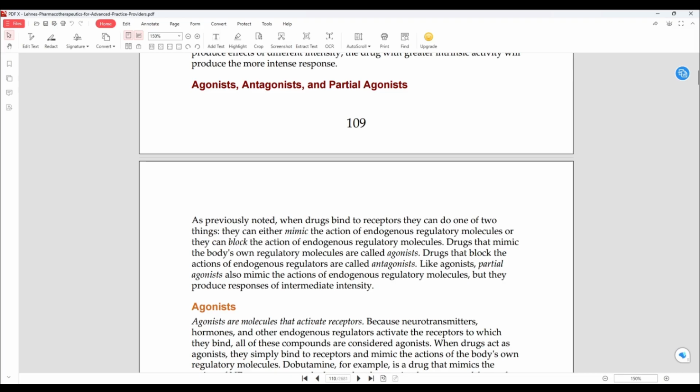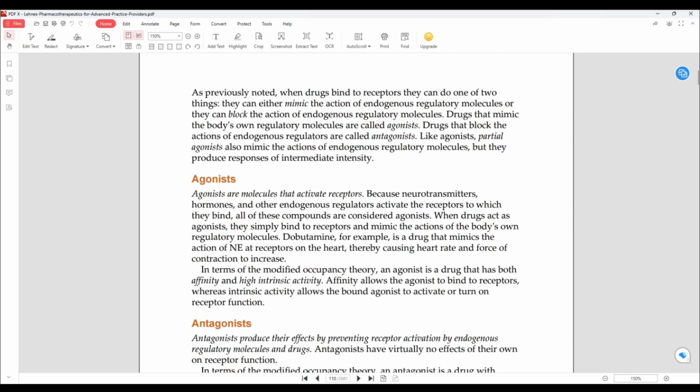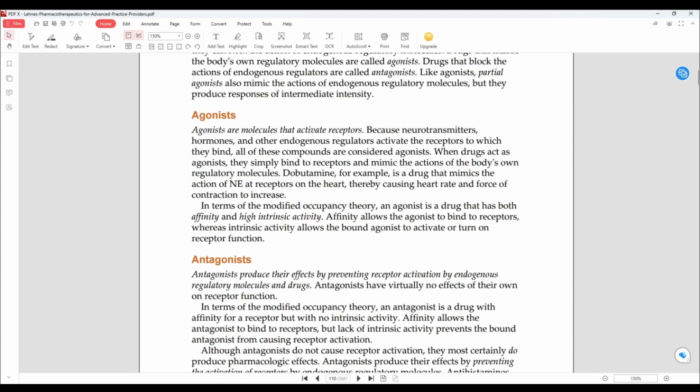Which brings us to our agonists, antagonists, and partial agonists. As previously noted, when drugs bind to receptors, they can do one of two things. They can either mimic the action of the endogenous regulatory molecules, or they can block the action of the endogenous regulatory molecules. Drugs that mimic the body's own regulatory molecules are called agonists. Drugs that block the action of endogenous regulators are called antagonists. Like agonists, partial agonists also mimic the action of endogenous regulatory molecules, but they produce responses of intermediate intensity.